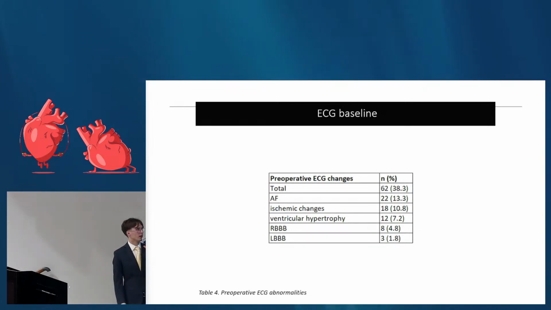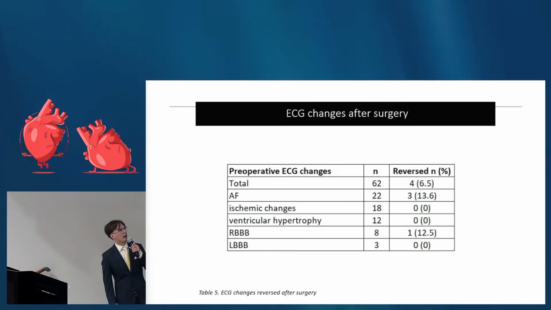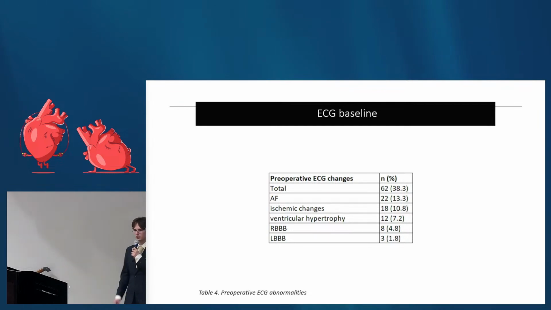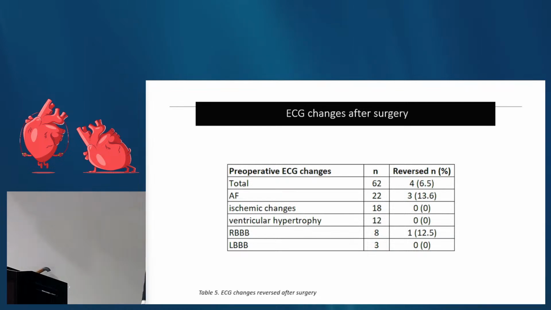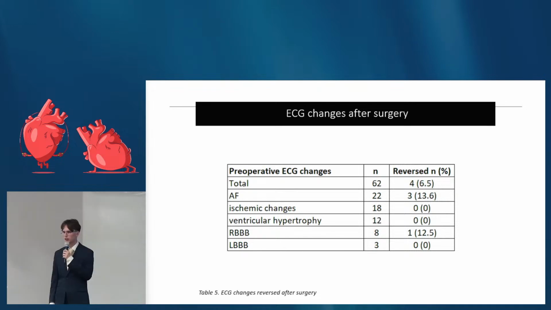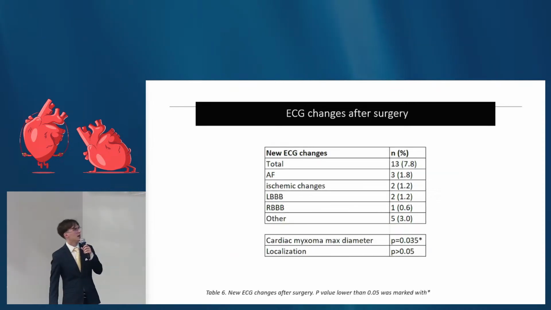Before the surgery, 62 patients had any rhythm disturbances, including mostly atrial fibrillation and ischemic changes, as in the general population, those are the most popular. EKG changes, sorry, obviously the ischemic changes aren't rhythm disturbances. And after surgery, 4 of those changes resolved despite no ablation, etc. So presumably the cardiac myxoma was resulting in those rhythm disturbances.